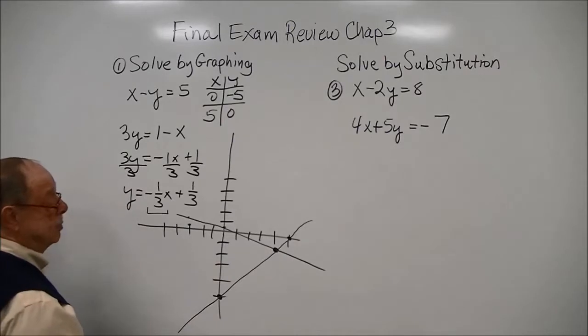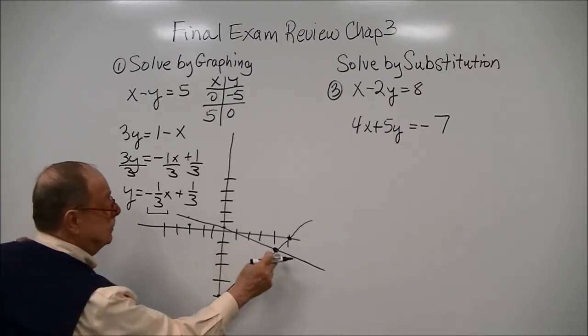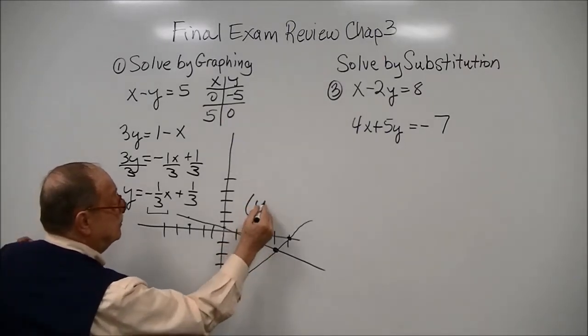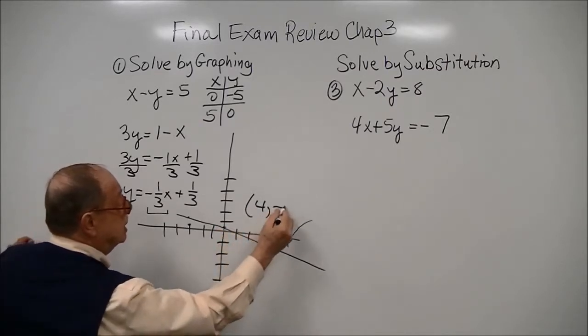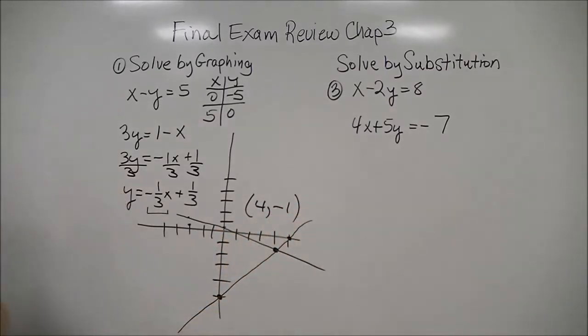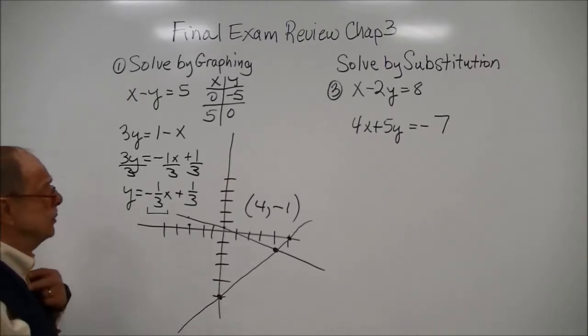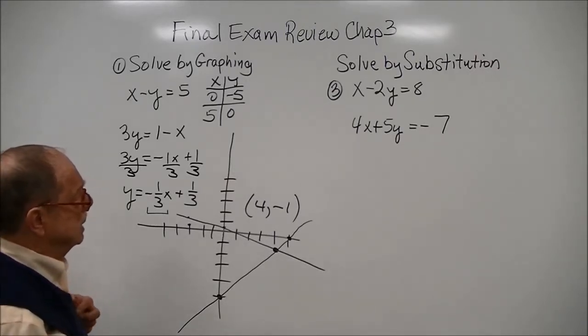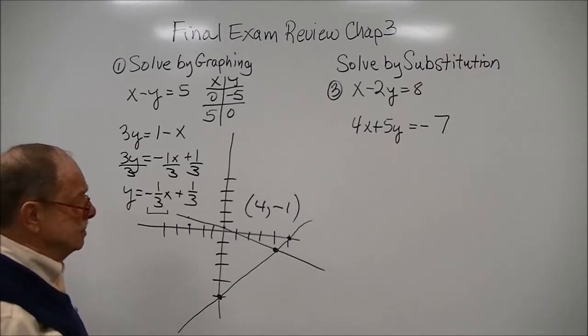And what is that point? Well, 1, 2, 3, 4. That will be a 4, and it's down 1, so (4, -1). And I did that one pretty good, because that happens to be the answer. Okay. Going on to number 3 now. They want us to solve by substitution.